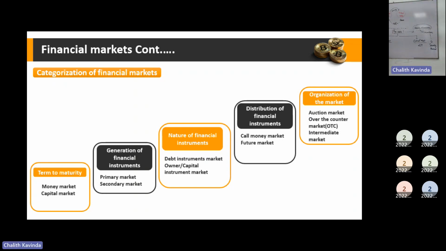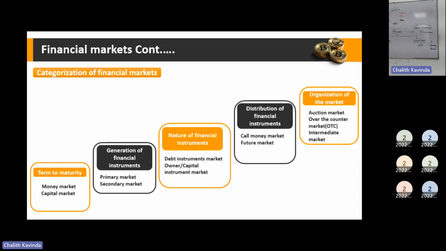1 year. Term to maturity means how many days it will take for the product to expire. If you have done a 2-year FD, the maturity period is 2 years. For 3-month treasury bills, the maturity period is 3 months, 91 days. So that is term to maturity.